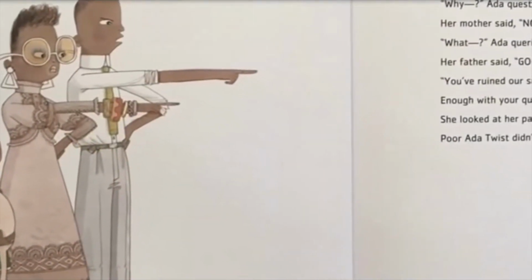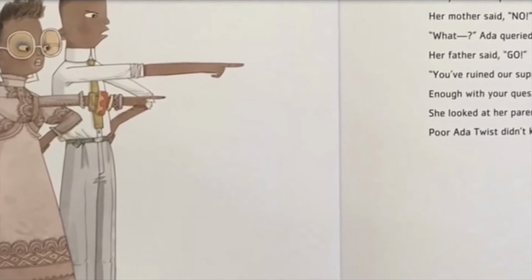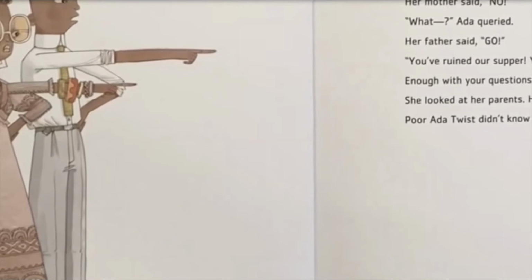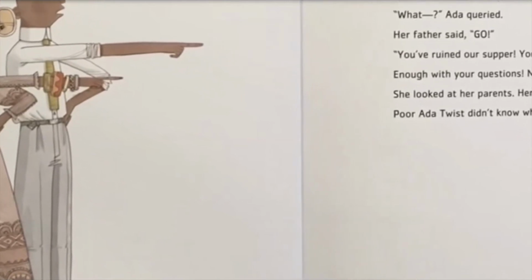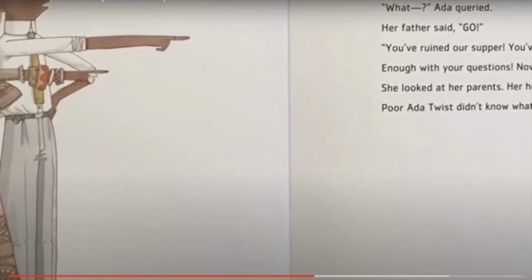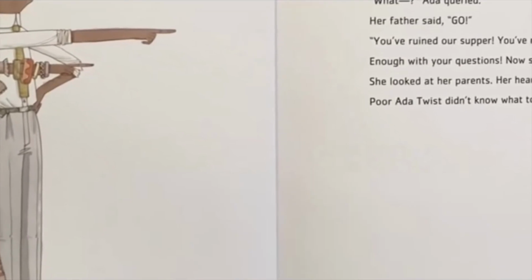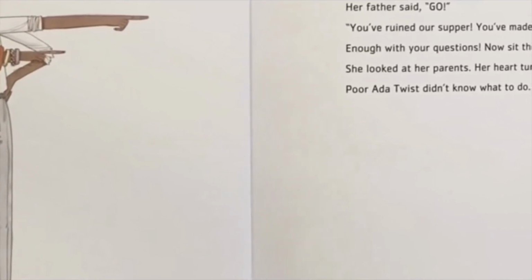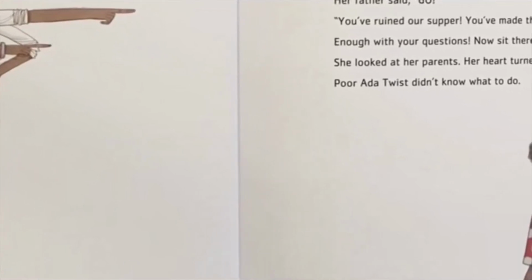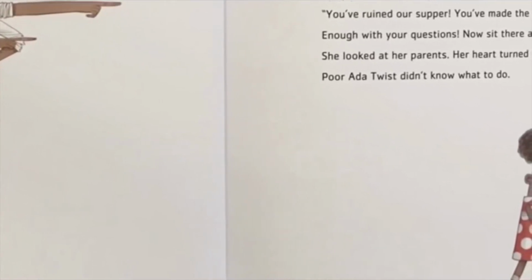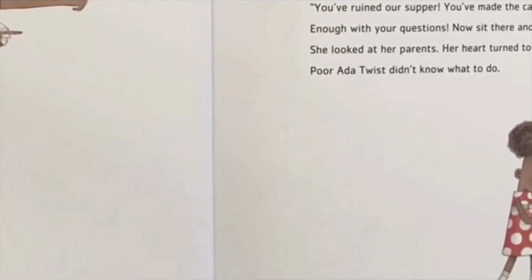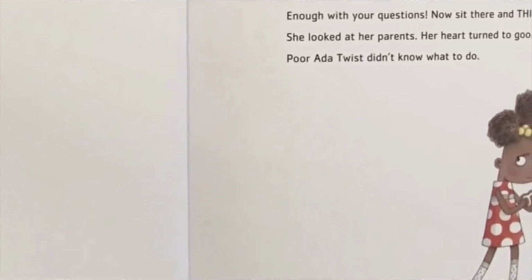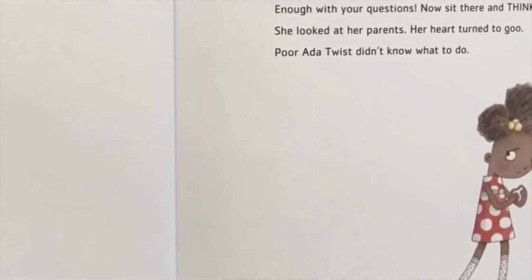"Ada Marie, to the thinking chair now, by the time we count 3." "Enough," said her mother. "That's it," said her dad. Her parents were frustrated, frazzled, and mad. "Why?" Ada questioned. Her mother said, "No." "What?" Ada queried. Her father said, "Go. You've ruined our supper. You've made the cat stink. Enough with your questions. Now sit there and think."